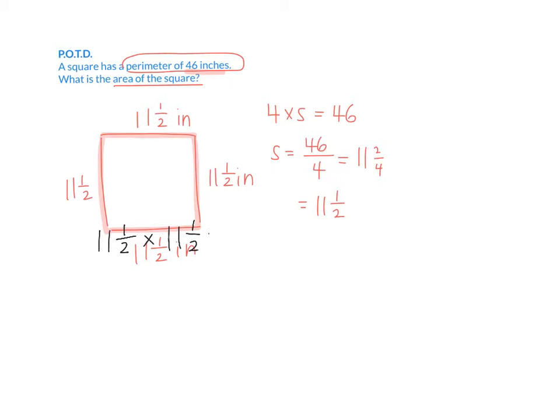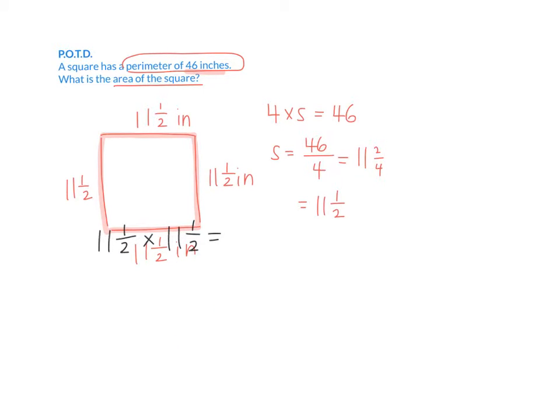Am I ready to multiply? No. Because I have mixed numbers. Some of us are mistakenly multiplying 11 times 11 and then 1/2 times 1/2. Is that correct? No, because I'm not distributing. I have to multiply 11 by 11 and then 11 by 1/2. Then I have to multiply 1/2 by 11 and 1/2 by 1/2. See how I have to make all the possible pairs?